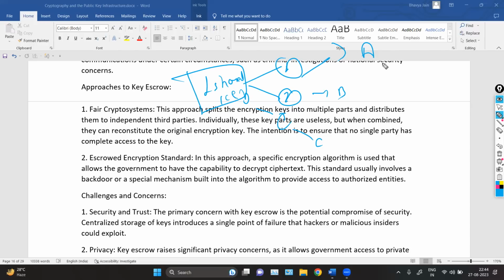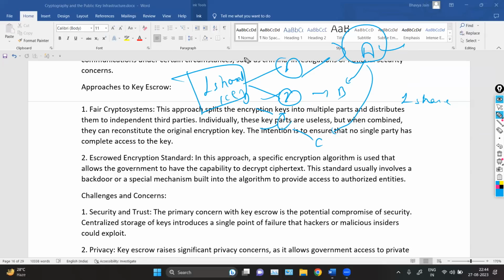For using the key, if company A wants to access, this company has to contact company B or company C. Then only that company can access, by the combination of the second and third parts of the key. By merging the one, two, and three parts of the key, we can make up the one shared key, and then company A can access. So that is fair crypto systems.